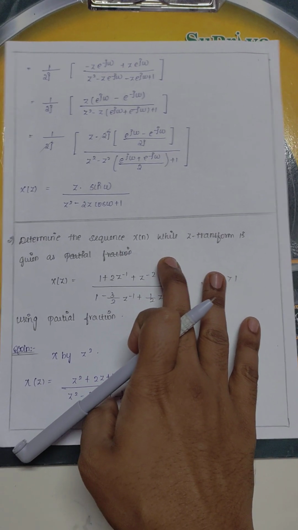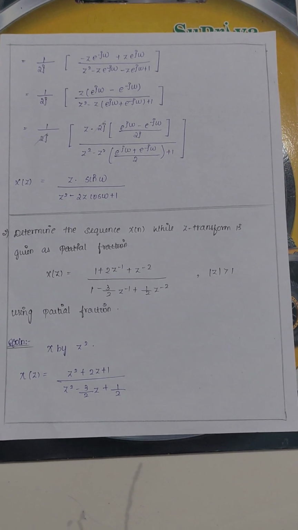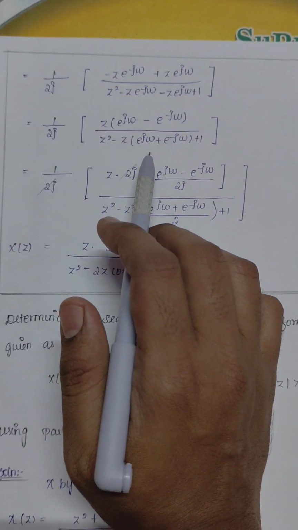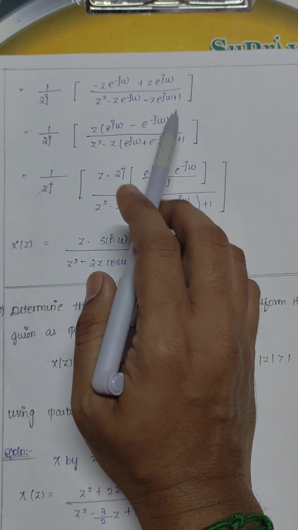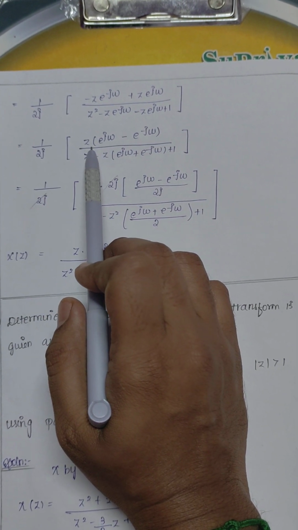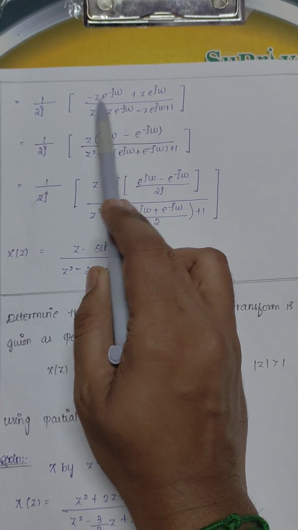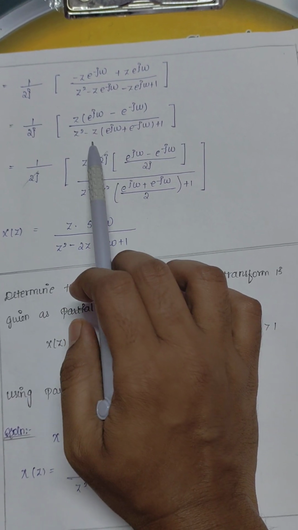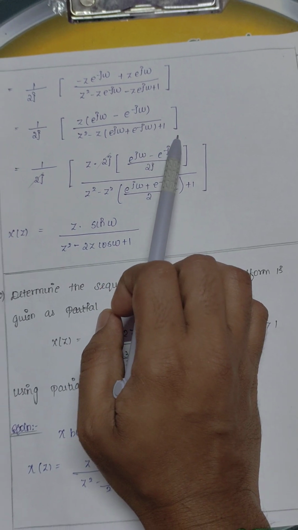Next step, 1 by 2j, minus z e power minus j omega plus z e power j omega, the whole divided by z square minus z e power j omega minus z into e power minus j omega plus 1. Therefore 1 by 2j, take z outside: z times e power plus j omega minus e power minus j omega, the whole divided by z square minus, again take z outside, e power plus j omega plus e power minus j omega, plus 1.